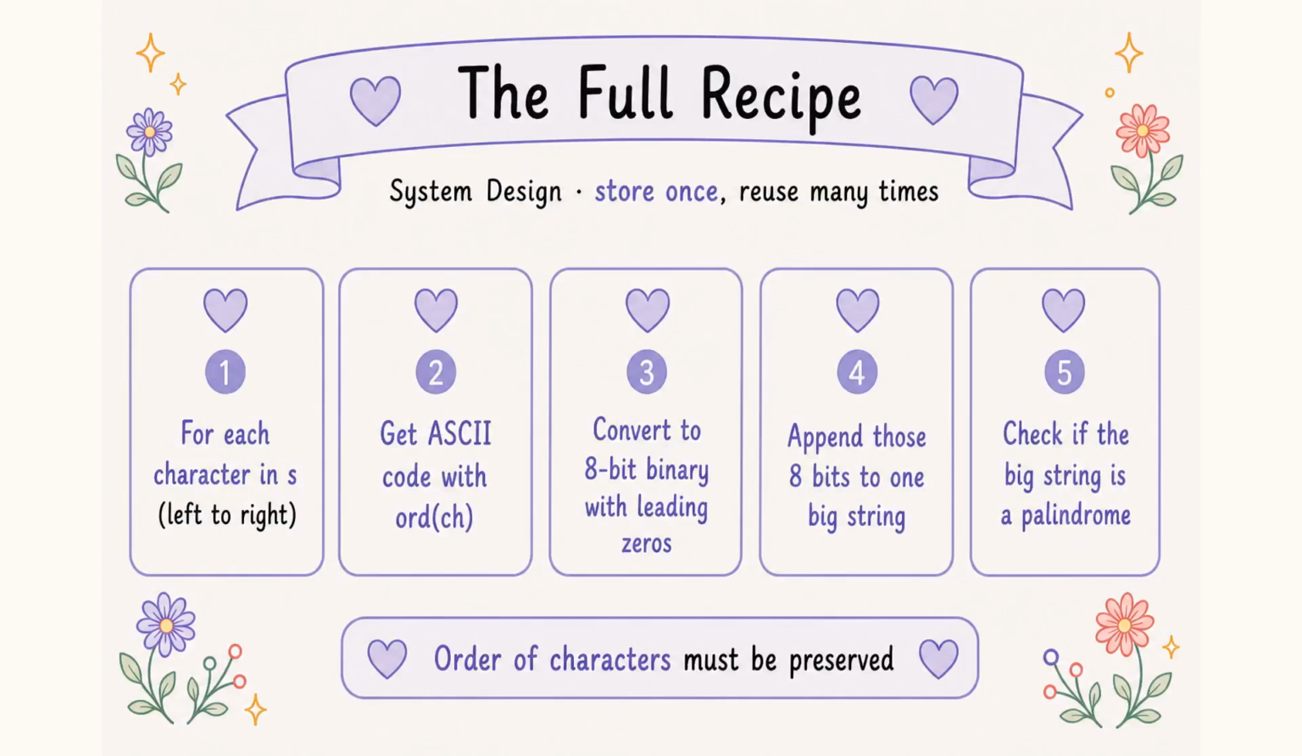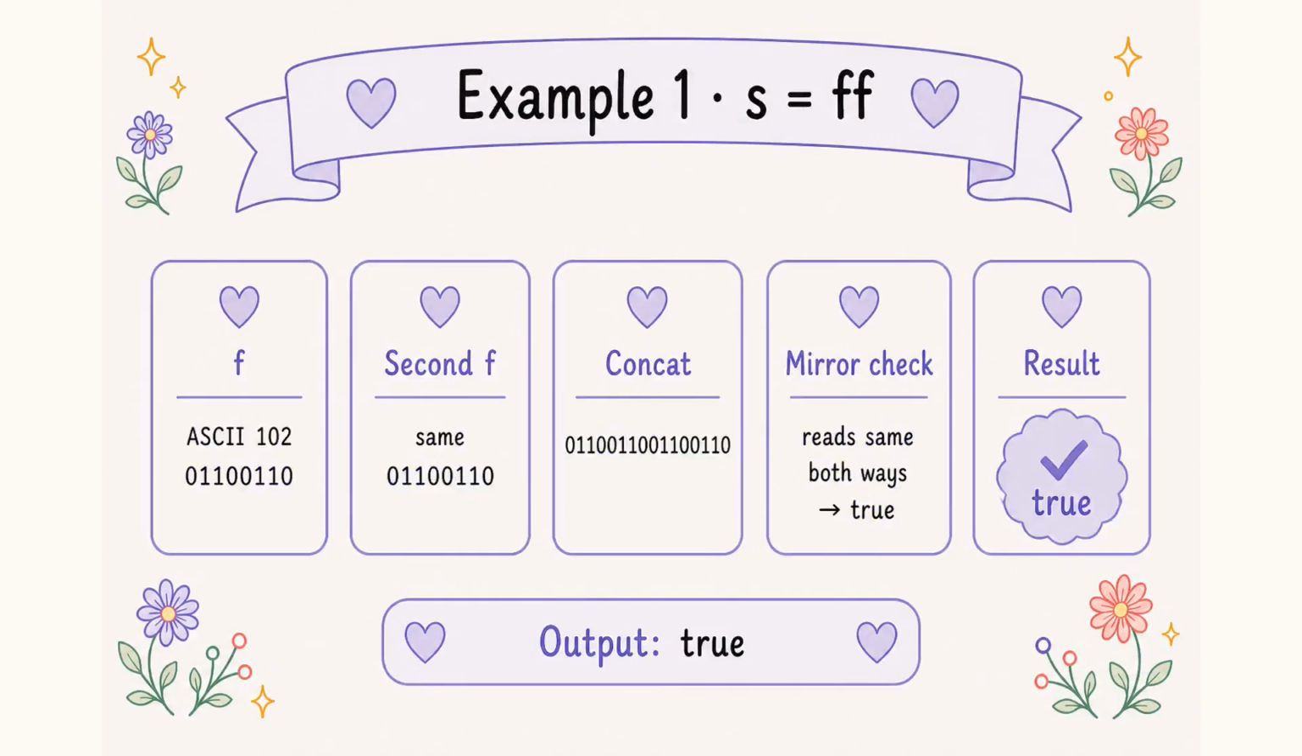The full recipe. 1. For each character in S from left to right. 2. Get the ASCII code with ord. 3. Convert to 8-bit binary with leading zeros. 4. Append those 8 bits to one big string. 5. Check whether that big string is a palindrome. Preserve character order.